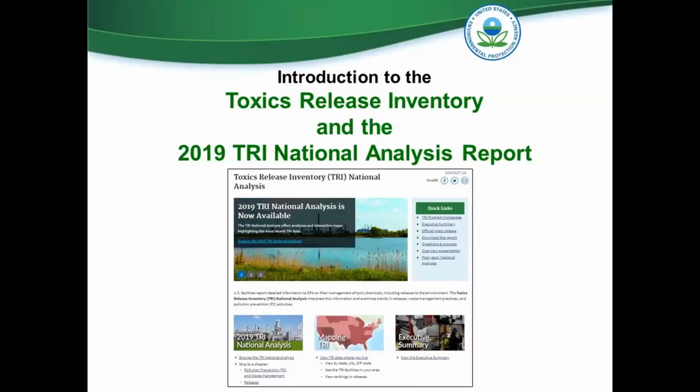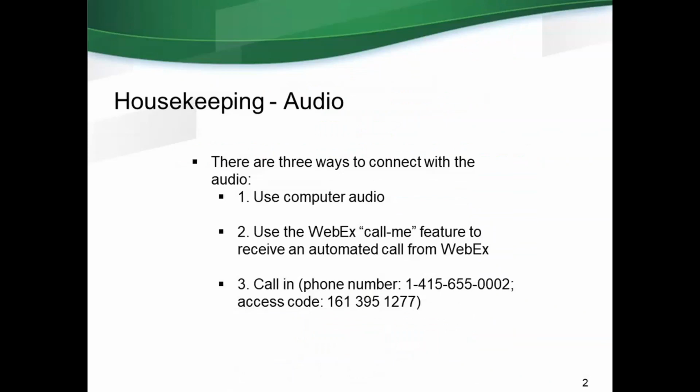This webinar is 90 minutes long. The first 45 minutes will be presentation, followed by 45 minutes of question and answer. Presenters from EPA will highlight the findings from the most recent data about industrial management of toxic chemicals. This webinar will briefly cover the basics of the TRI program, explain key findings from EPA's analysis of the 2019 TRI data, and explore features of the interactive National Analysis Report. You will also learn how to easily get summary data for any U.S. location.